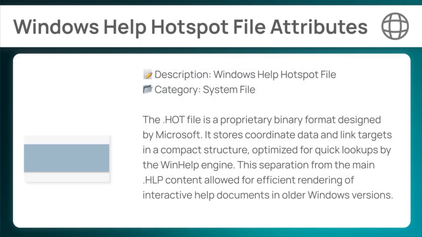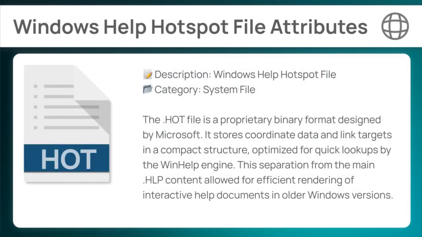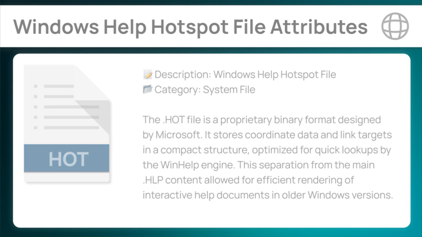The HOT file is a proprietary binary format designed by Microsoft. It stores coordinate data and link targets in a compact structure optimized for quick lookups by the WinHelp engine. This separation from the main HLP content allowed for efficient rendering of interactive help documents in older Windows versions.